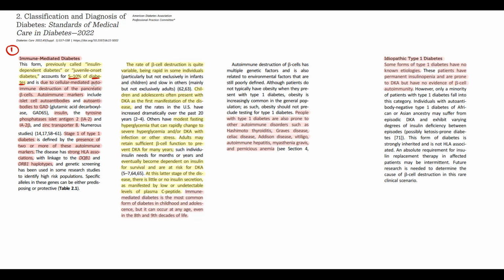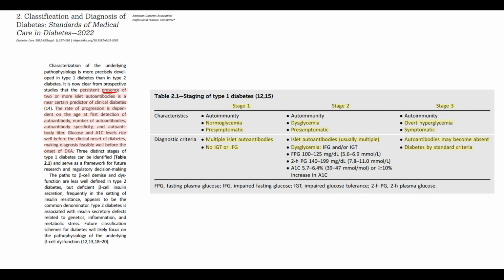The major pathogenic mechanism is autoimmune aggression against beta cells. The presence of autoimmune reactions we can determine based on numerous autoantibodies, and the presence of 2 or more autoantibodies tells us about stage 1 of diabetes type 1. Why are autoantibodies so important? Because the rate of progression of diabetes depends primarily on antibodies: the first detection of antibodies, their specificity, and the titer of autoantibodies.